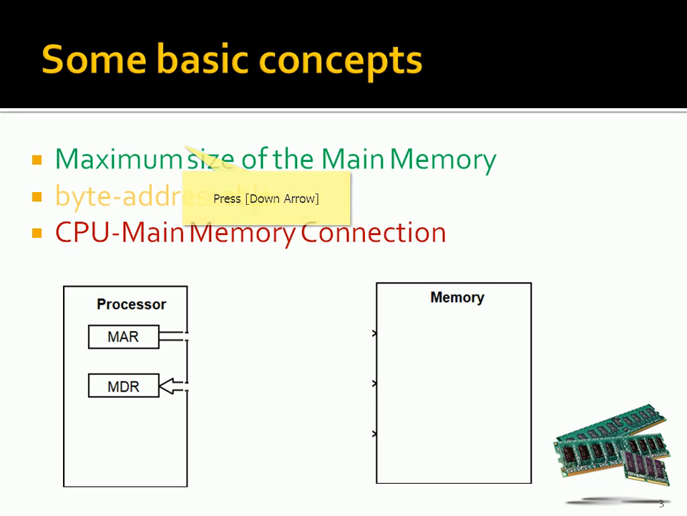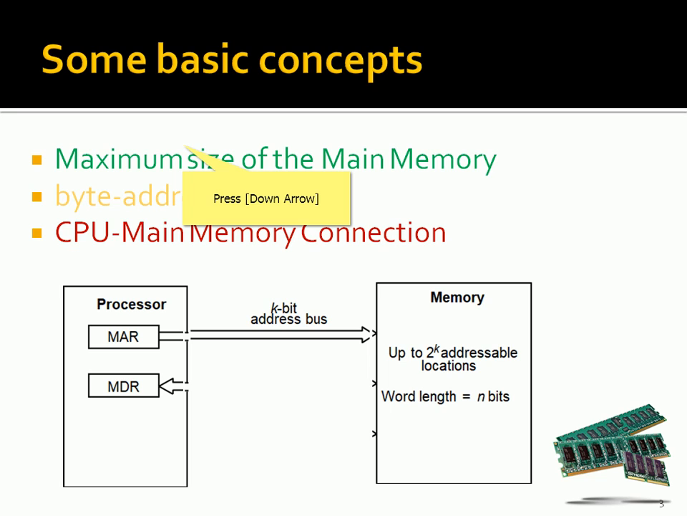The memory address register will release some address, a k-bit address, from the processor, saying that I need this data, so you can bring that. That address will travel across the bus, the address bus, and reach the memory. Once it reaches the memory, there will be 2 power k addressable locations. For example, 2 bits gives 2 power 2, that is 4 address locations. Similarly, 2 power 10 is 1024 address locations. So like that, 2 power k, and then the word length will be n bits.